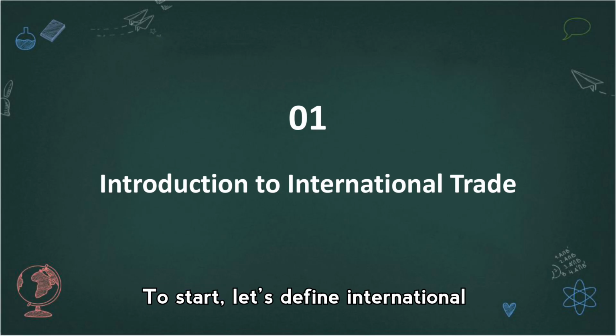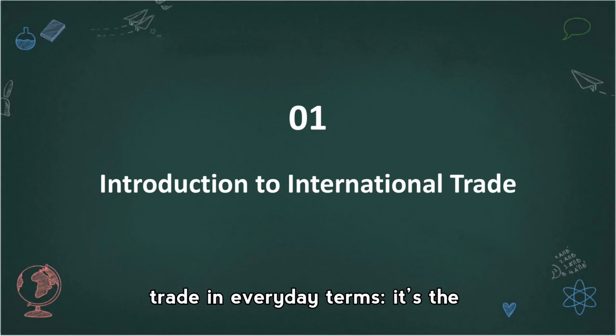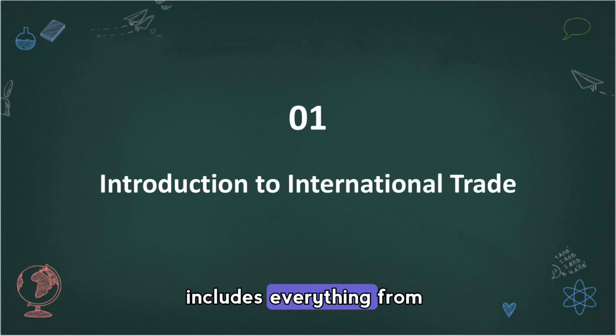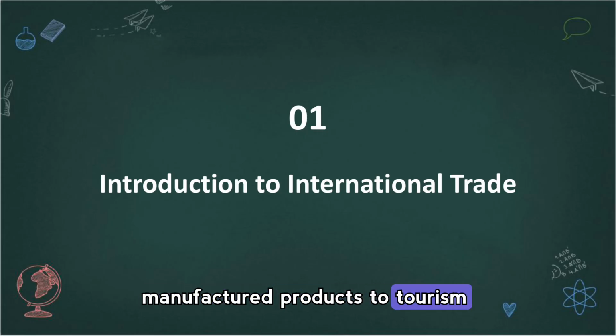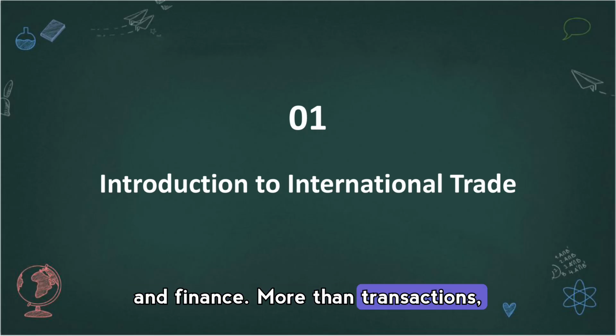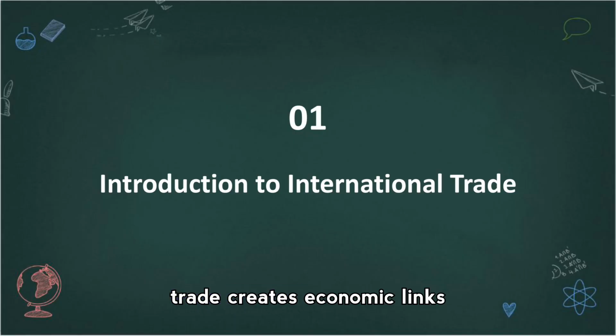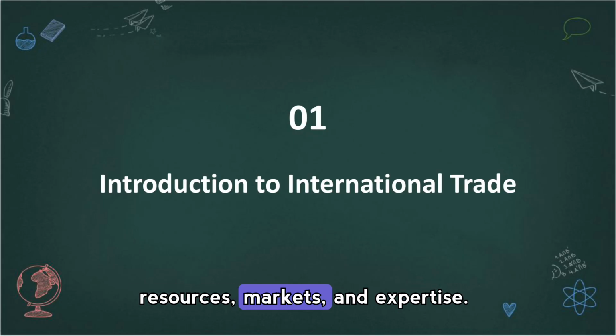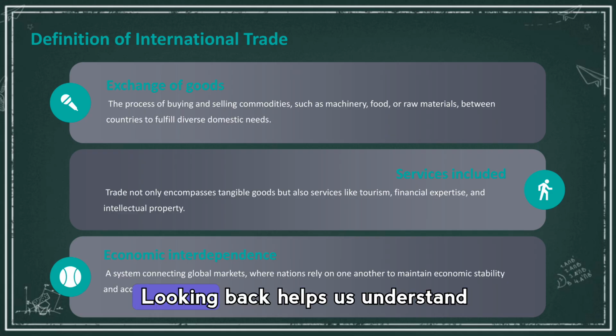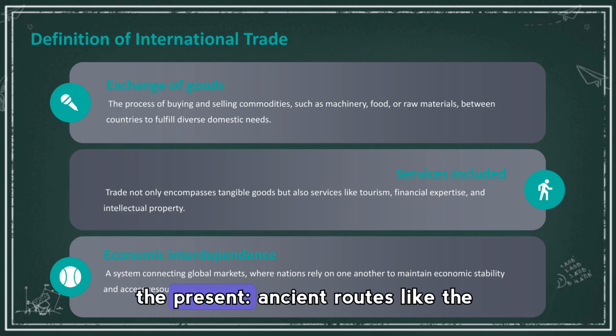To start, let's define international trade in everyday terms. It's the buying and selling of goods and services across borders, which includes everything from manufactured products to tourism and finance. More than transactions, trade creates economic links between countries, shaping how nations depend on each other for resources, markets, and expertise.